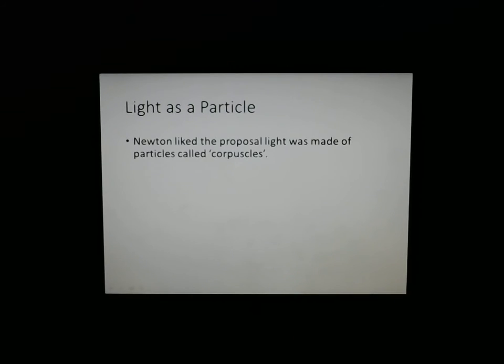Now, Newton did a lot of work on motion and light, and he came up with the idea, and he was pretty confident in the idea, that light was a particle, and they were called corpuscles. You don't need to know the name, but Newton really liked the idea that light was a particle. And his observations about ray diagrams that we've seen and dispersion of light was coherent with this proposal.